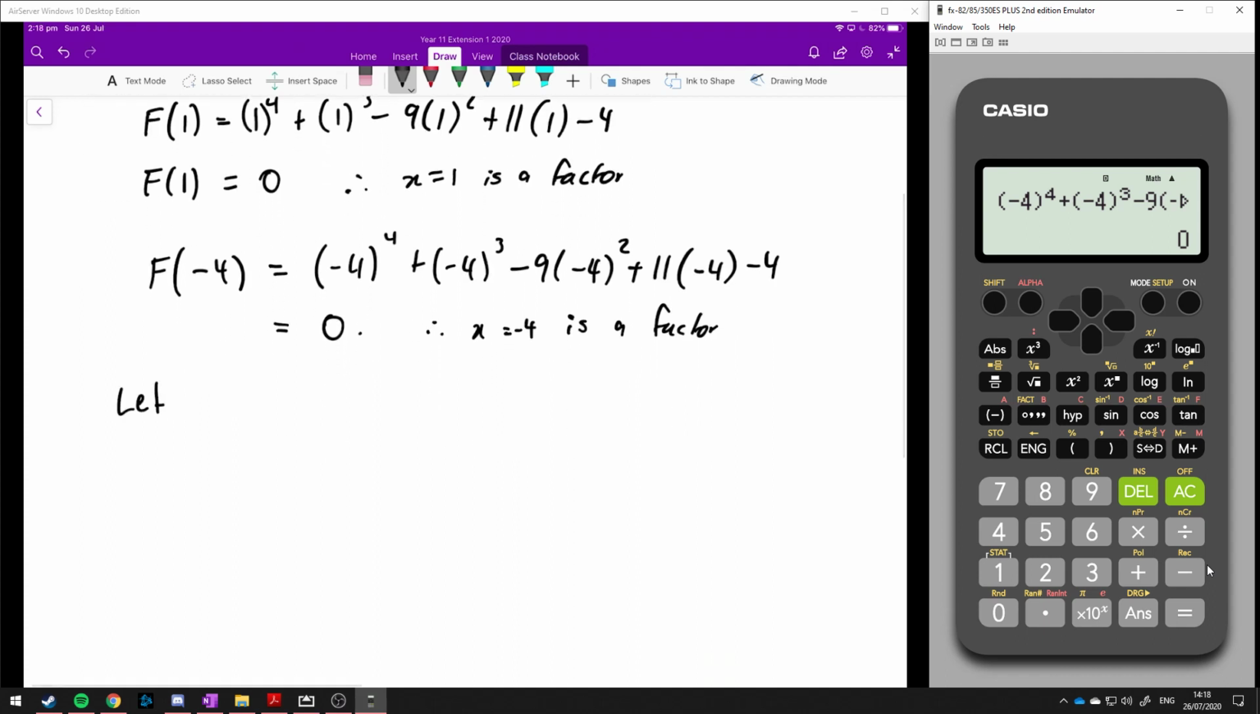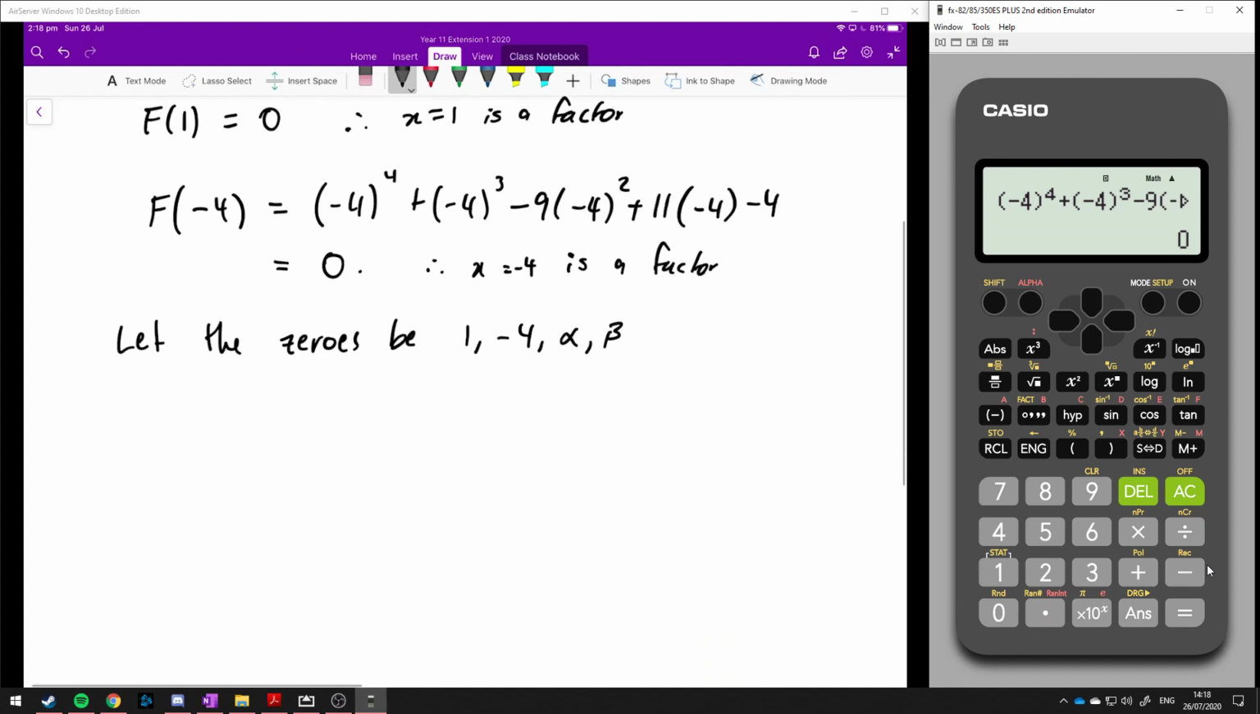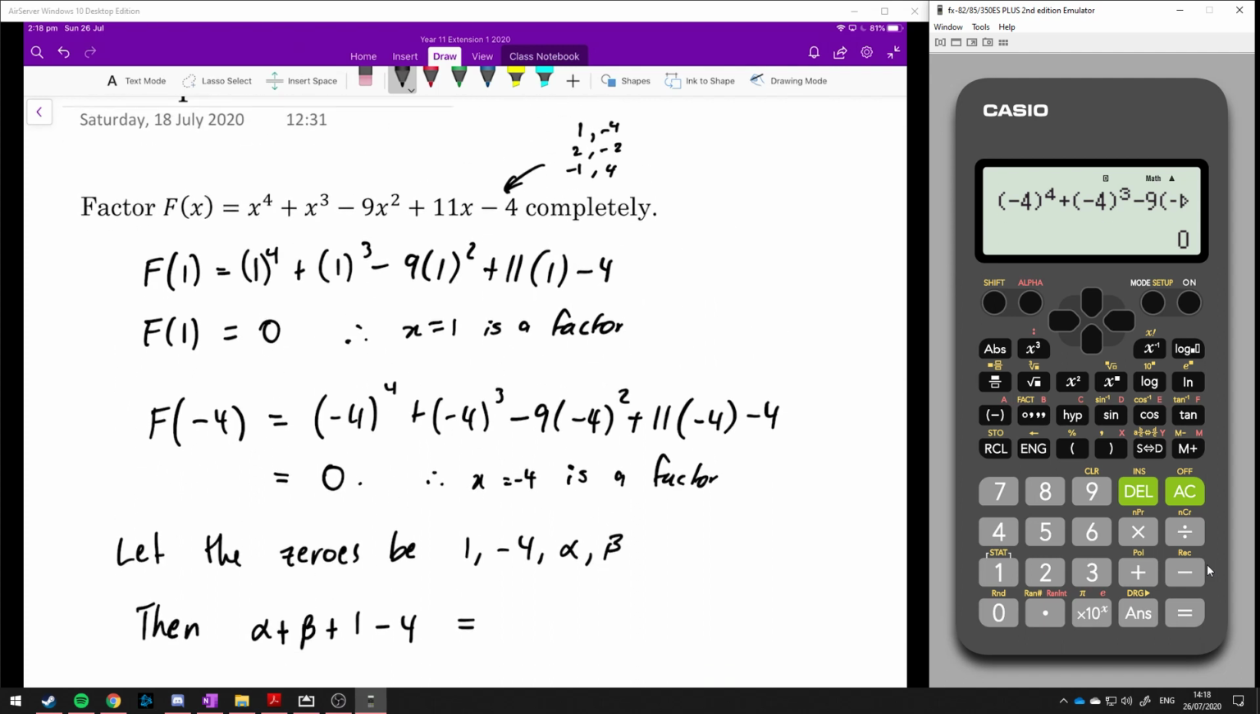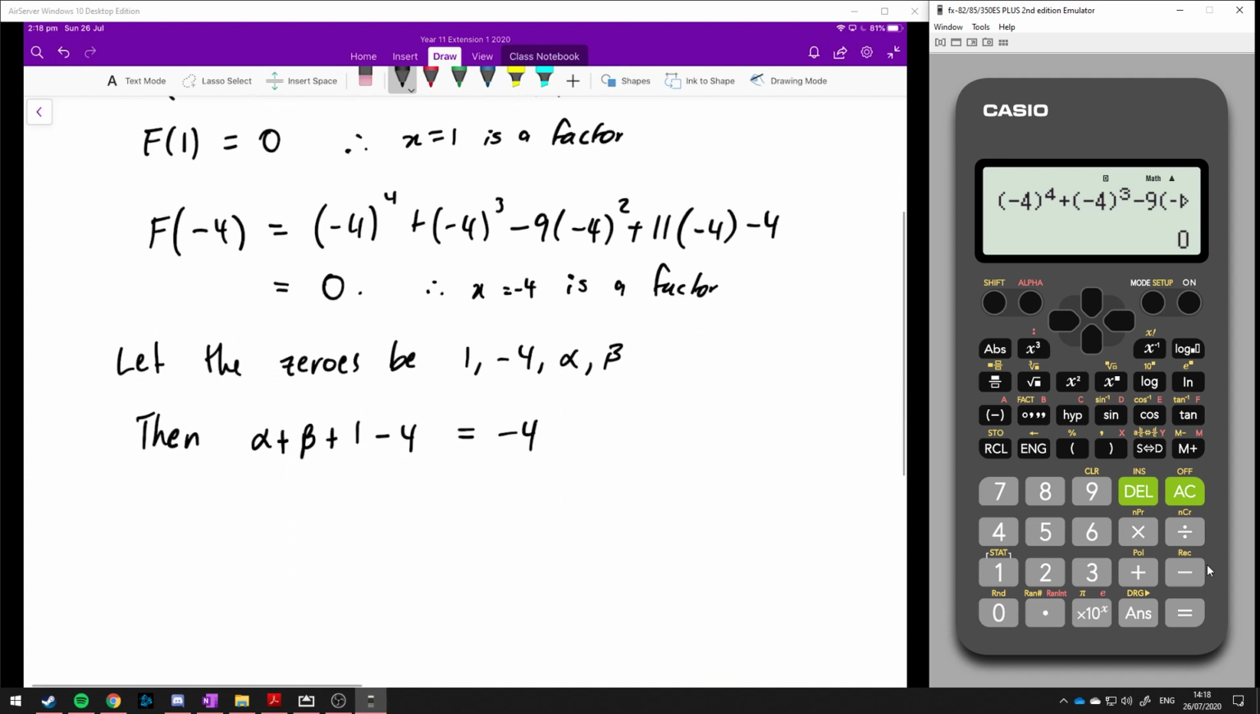So now that we've got that, let the zeros be 1 and minus 4, which we know, and alpha and beta, the ones that we don't know. Once we've got these, we can work out some equations. The sum of the zeros is equal to, in this case, the negative of the x cubed coefficient over the leading coefficient, so it's minus 4 over 1, which is minus 4.